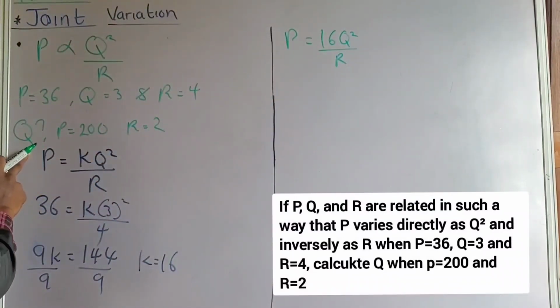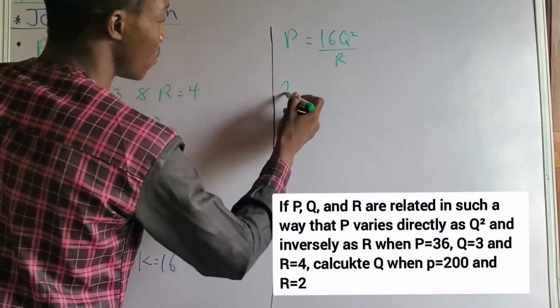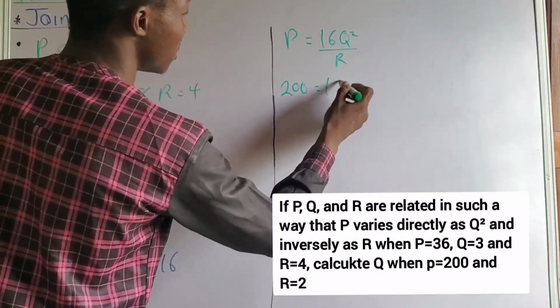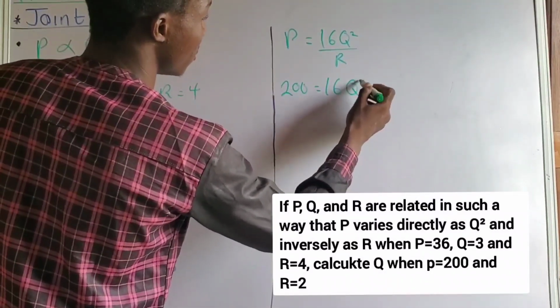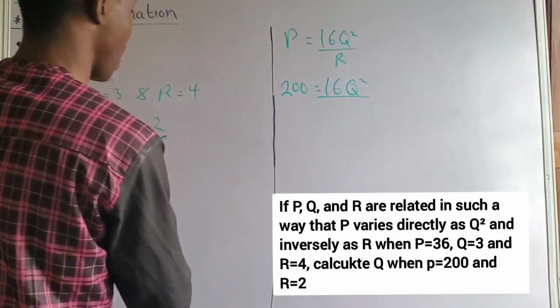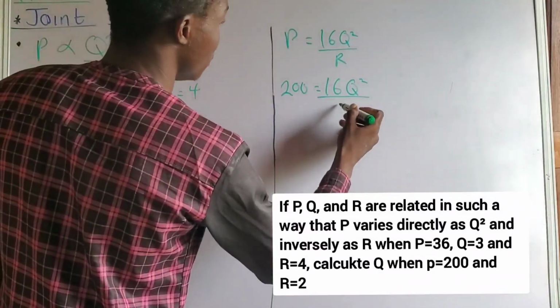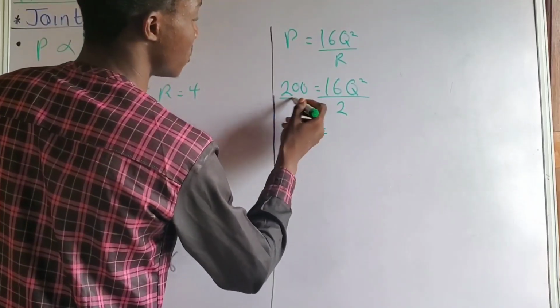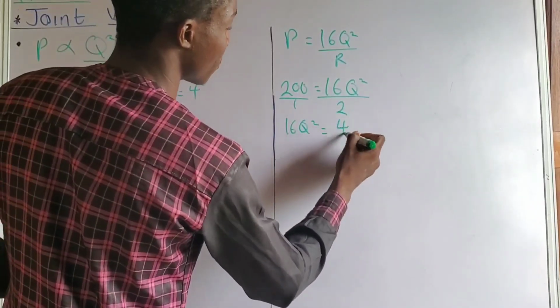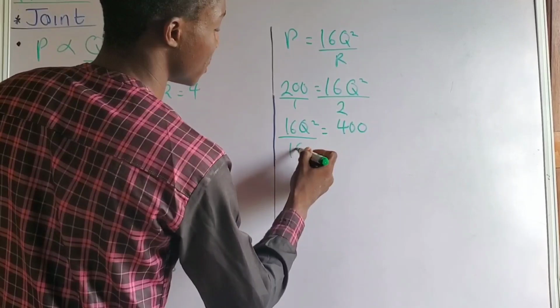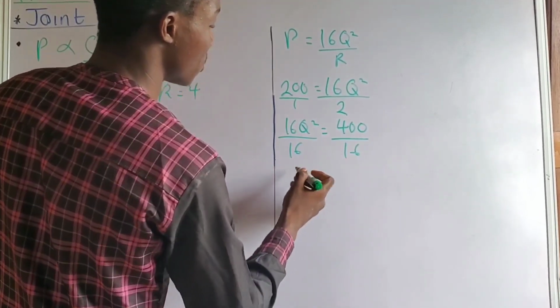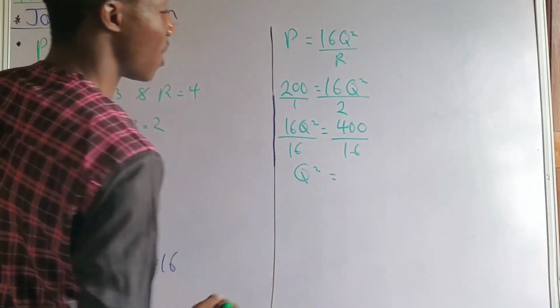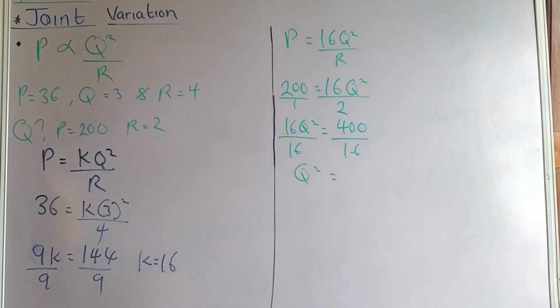P is 200, so I'm going to have 200 equals 16 multiplied by q squared, all over r. R is 2, don't forget, so I'm going to have this over 2. So 16q squared is equal to 200 over 1. 200 times 2 is 400, so I'm going to have this over 400, this over 16, and this over 16. I'm going to have q squared is equal to, now please, I want you to pay attention very well.